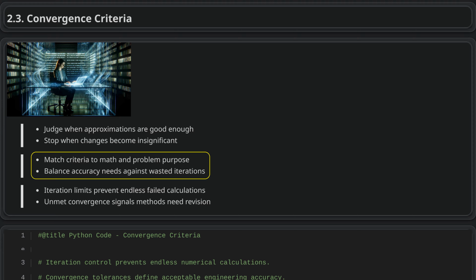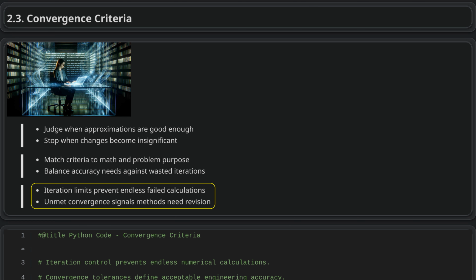A convergence criterion should match both the numerical method and the physical purpose of the problem. If it is too loose, the calculation may stop before the results are dependable. If it is too strict, it can waste computation or run into precision limits. The right tolerance depends on how the results will be used, such as whether they support early exploration or final safety decisions. So it should be chosen deliberately rather than left to defaults.